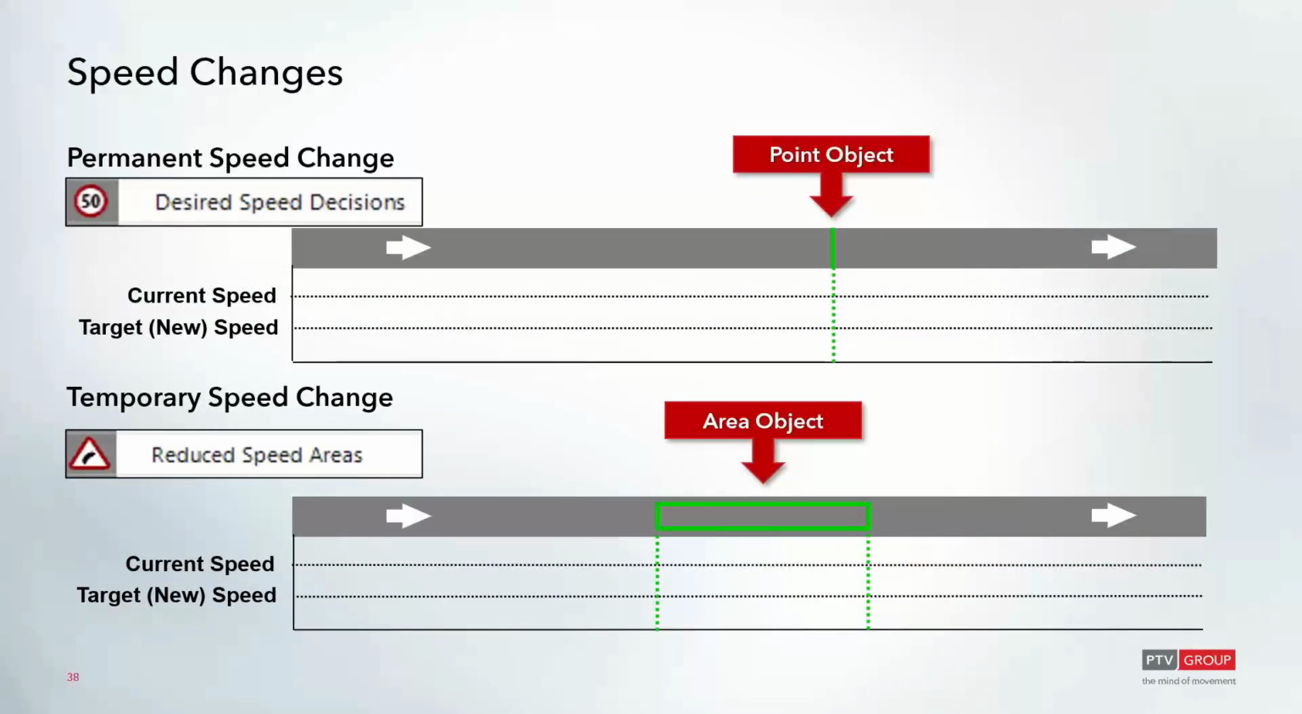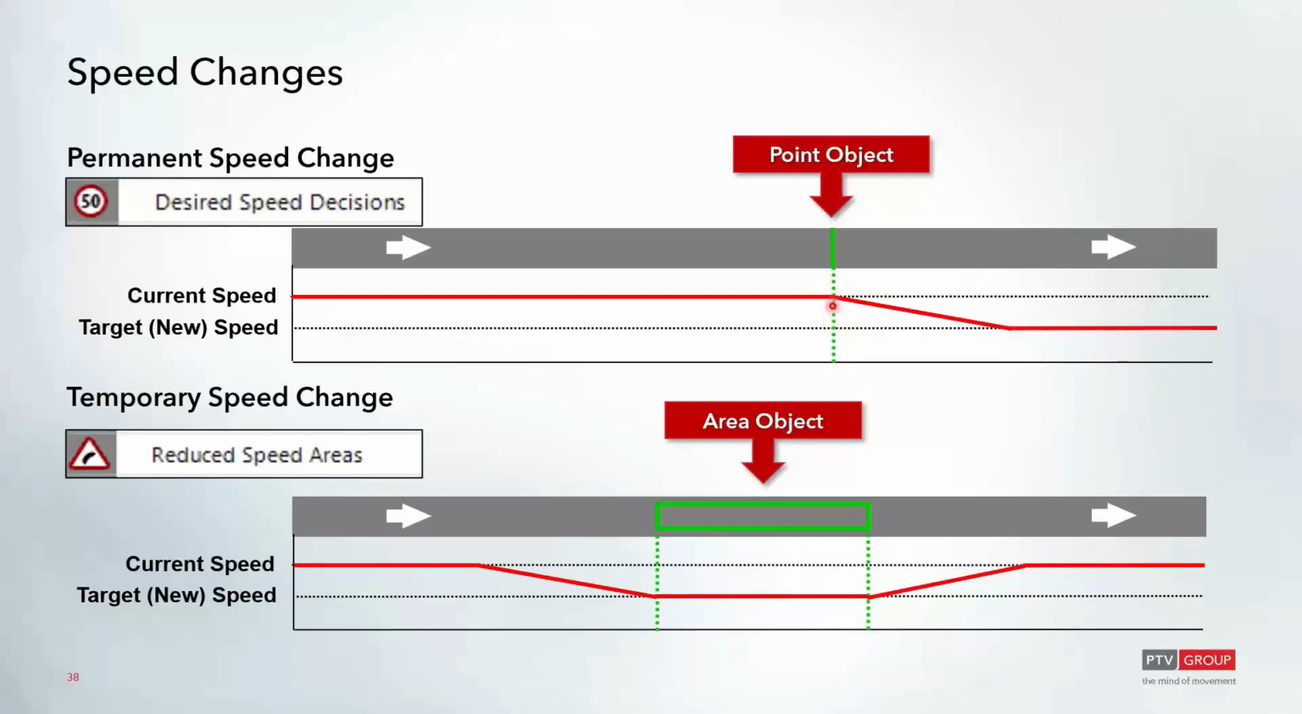And for that permanent speed change, we'll be using desired speed decisions, which are really just a point object. You just place one of these objects at a single position within that link itself. All of the vehicles, when they are traveling, will have their current speed set. Then when a vehicle approaches and finally touches that point object, that desired speed decision, that's when the vehicle is going to pick up that new target speed and start its acceleration or deceleration to reach that target speed.